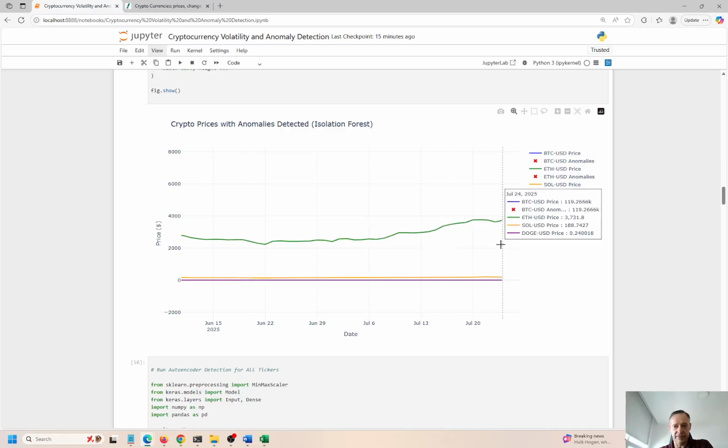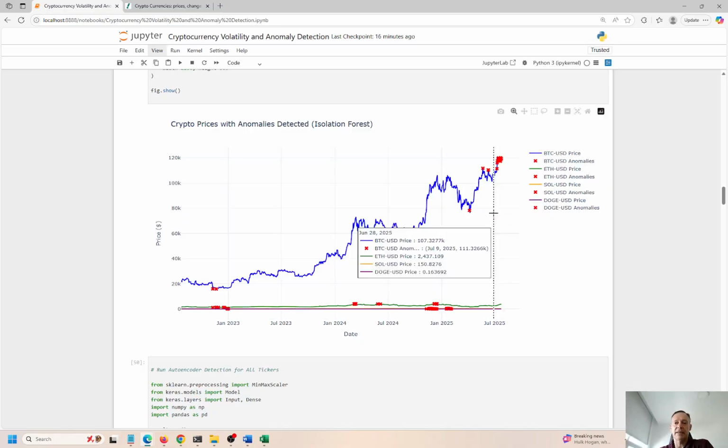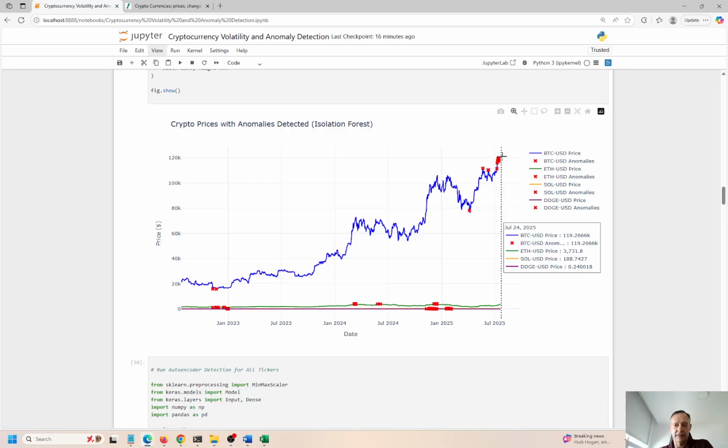That seems a little pricey. ETH is 3,731. I can't even afford one of those. And Bitcoin is at 119,000 now, so there's no way I could get into the Bitcoin scene. That's absolutely mathematically impossible. But anyways, the point is these Plotly charts are very nice.